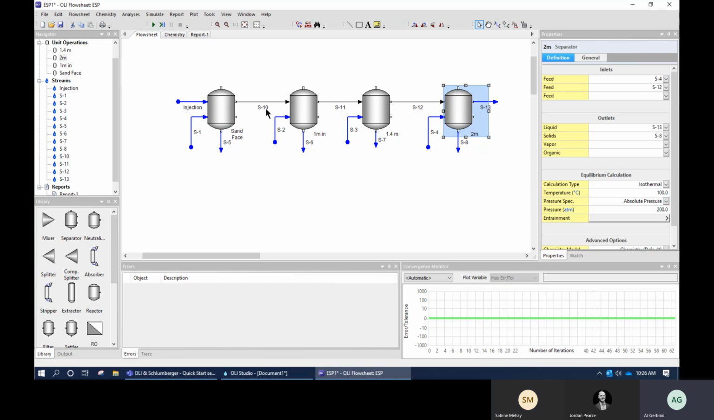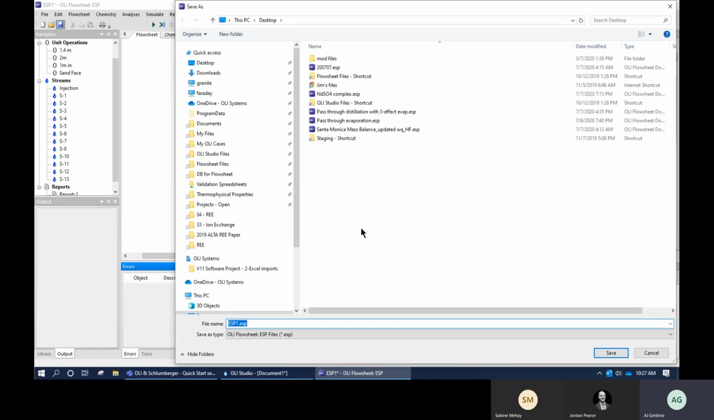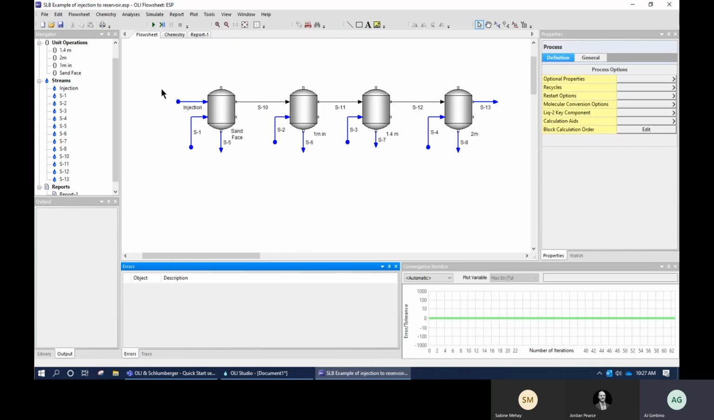And I want to know how the chemistry is changing, how the pH changes, where my CO2 goes, and all the other things that happen as I do this. So hopefully I've got everything done right. I have no more errors present, and I'm going to try and press calculate. But before I do that, I'm going to save this as SLB example, and just press calculate.